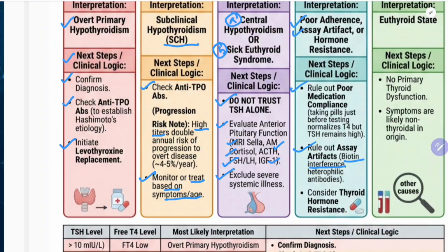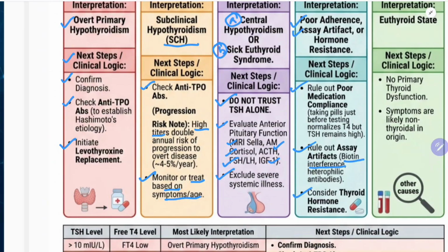So that's why, if a patient is on biotin, usually for some hair or skin disorder, he should be informed that he should quit taking the tablets of biotin for at least 3 days. Then he should undergo measurement of this TSH and FT4.